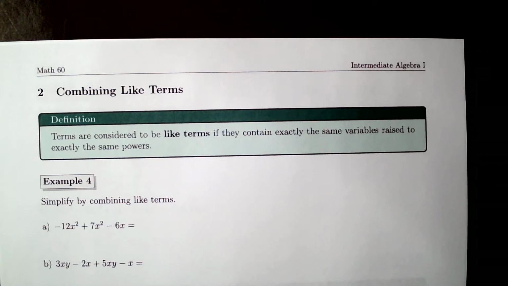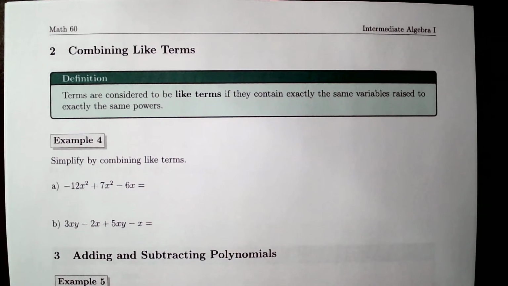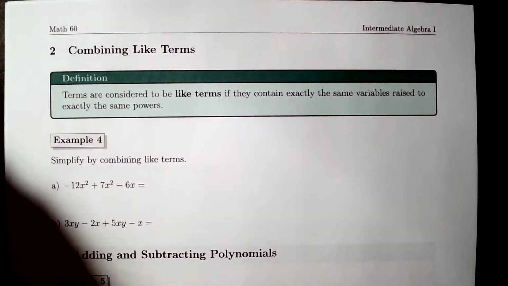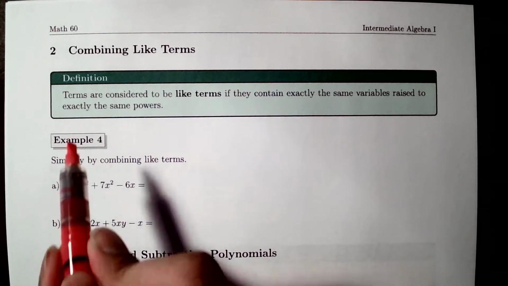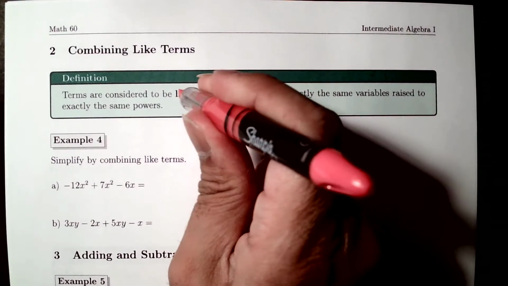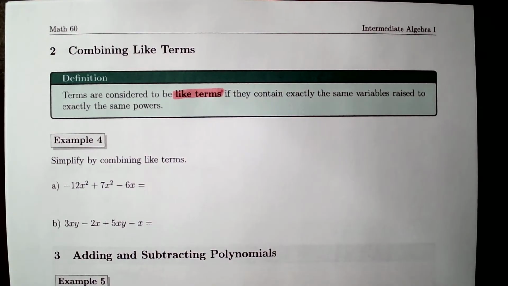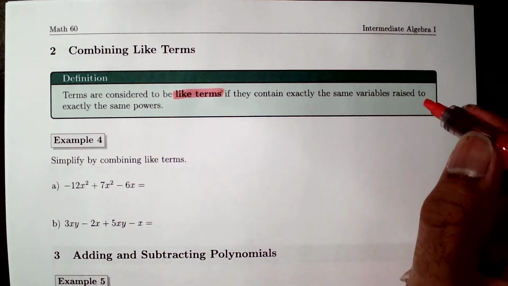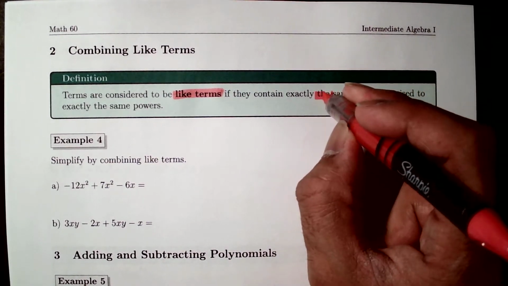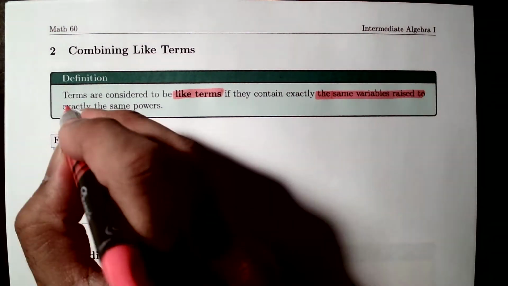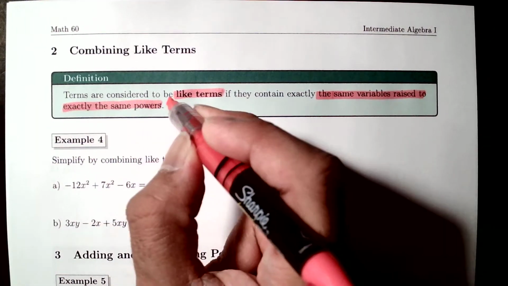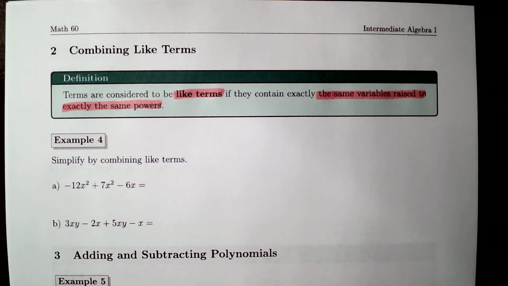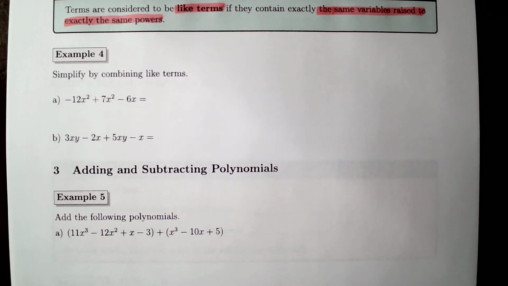Combining like terms, finally. Now let's do operations with polynomial expressions. Let's look at a very important definition. Terms are considered to be like terms if they contain exactly the same variables raised to exactly the same powers. So how are we going to do that? Let's find out.